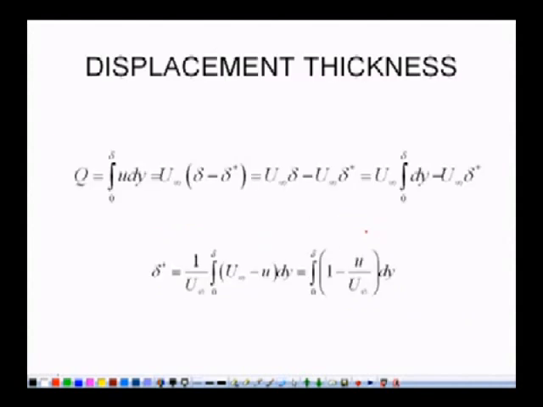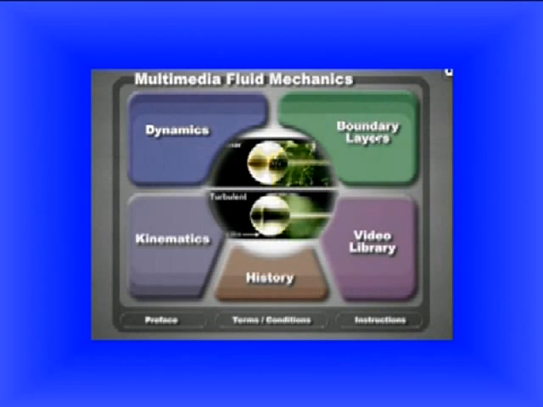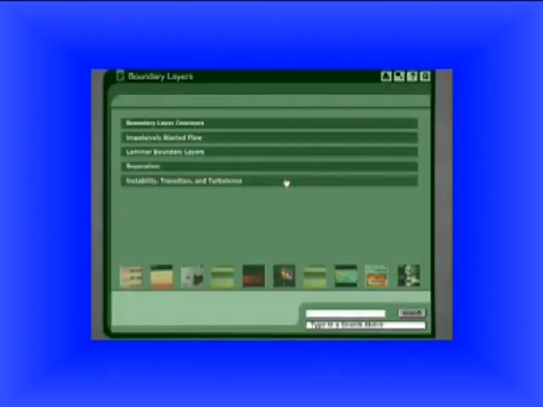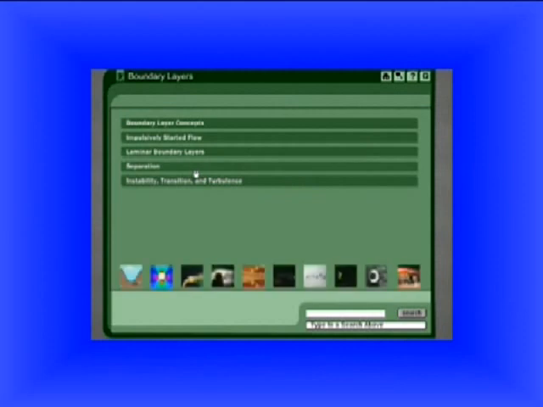Then we have the concept of displacement thickness and momentum thickness, but before going for the definitions of displacement thickness and momentum thickness, I would like to show you some videos. When we discussed the chapter of pipe flow, at that time we studied the concept of boundary layer also. At that time I had shown you some videos, but today we shall discuss a very important concept which is known as separation of boundary layer.